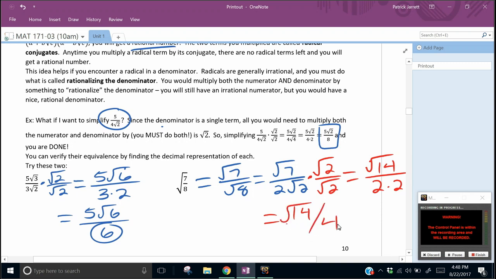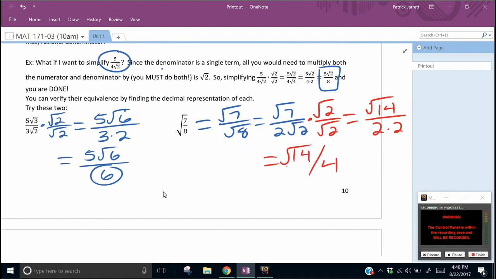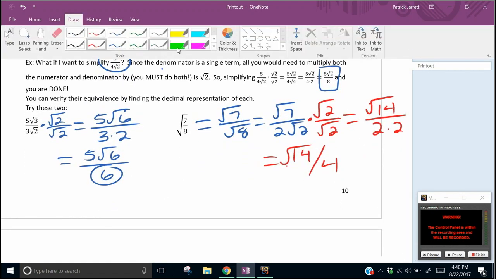Now, little interesting side note here. If I had wanted to, I'm actually going to do this problem a second time and give you kind of an option.